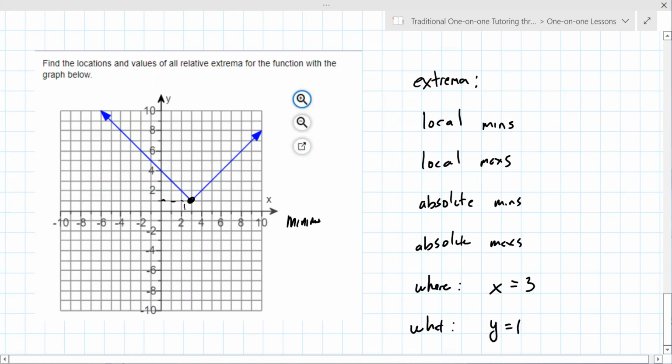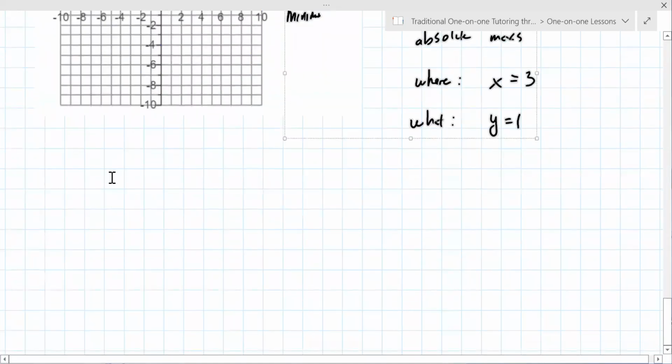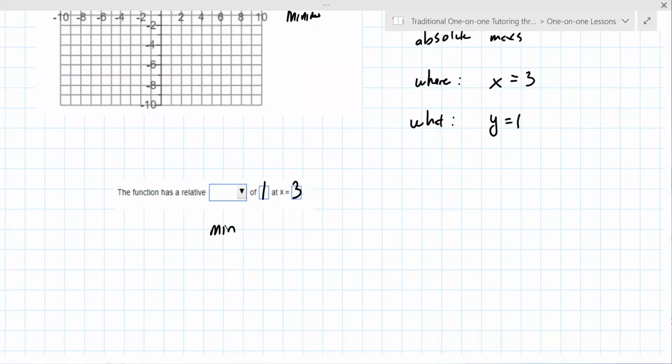So notice in the boxes there, it asks for all 3 pieces of information, like whether it's a min or a max. Let me just slip this in here. So the function has a relative minimum, and then for whatever reason it wants the y value first. So minimum of 1 at x equals 3. Okay. And the order is important here. It's kind of like I live in a house on a street. Well, which house? You've got to give the street and the number so you can find it.